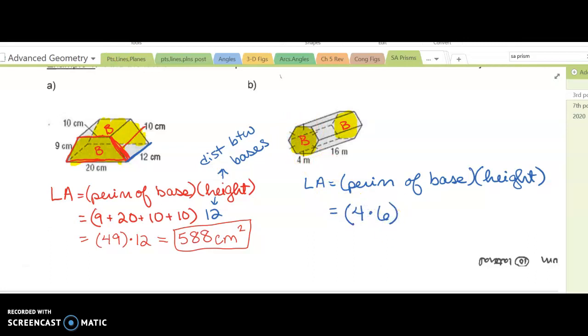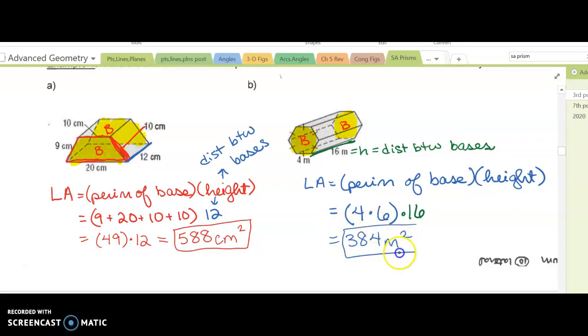And then what is our distance between our bases? That's our height. BTW means between, not by the way. Distance between the bases we said was 16. Okay, so we're going to put that in our calculator. So 4 times 6 gives us 24. 24 times 16 gives us 384 meters squared.